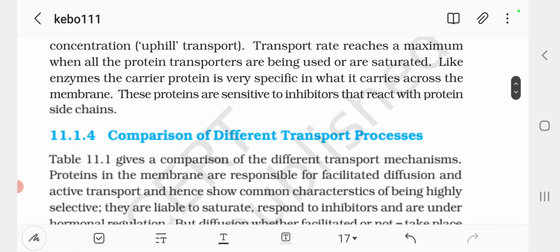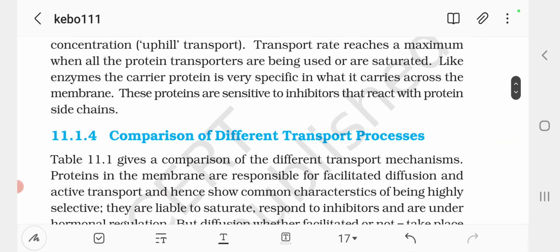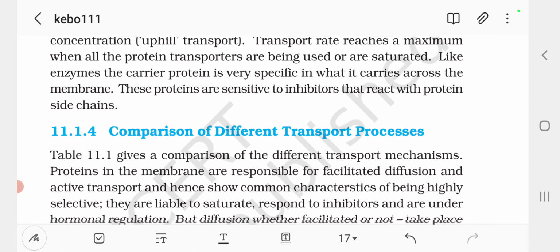Uphill transport. Transport rate reaches a maximum when all the protein transporters are being used or are saturated. Like enzymes, the carrier protein is very specific in what it carries across the membrane. These proteins are sensitive to inhibitors that react with the protein side chain.